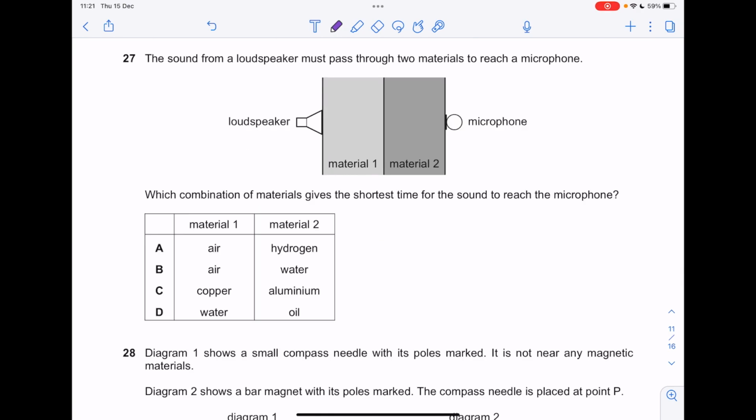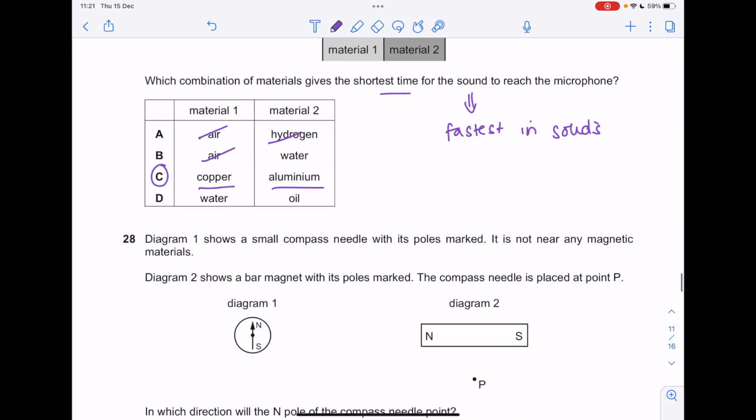The sound from a loudspeaker must pass through 2 materials to reach a microphone. Which combination of materials gives the shortest time for the sound to reach the microphone? Remember, sound travels fastest in solids, simply because the particles are closer together. So we definitely don't want gases. And then we're now comparing C and D, solids versus liquids. We always want the solid, so the answer here is C.